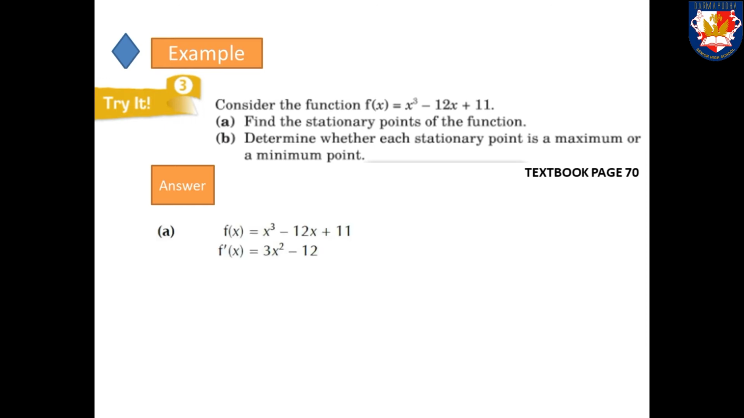So f(x) equals x cubed minus 12x plus 11, and the first derivative f'(x) equals 3x squared minus 12. So for a stationary point, f'(x) equals 0, 3x squared minus 12 equals 0, and solving this, we obtain x equals minus 2 or 2.